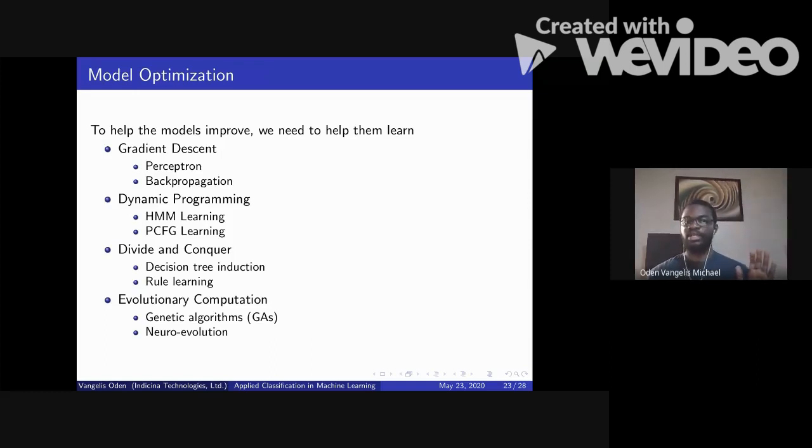Again, all of this, I have materials on all of them and what they do exactly. If you would want to learn, just send me an email. We have divide and conquer, decision tree induction, rule learning. So decision tree, we saw decision trees. Then we have evolutionary computation, genetic algorithms, and then neuroevolution.